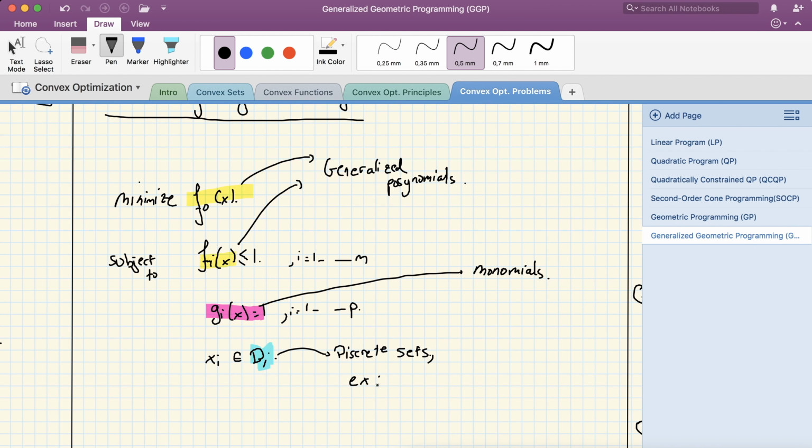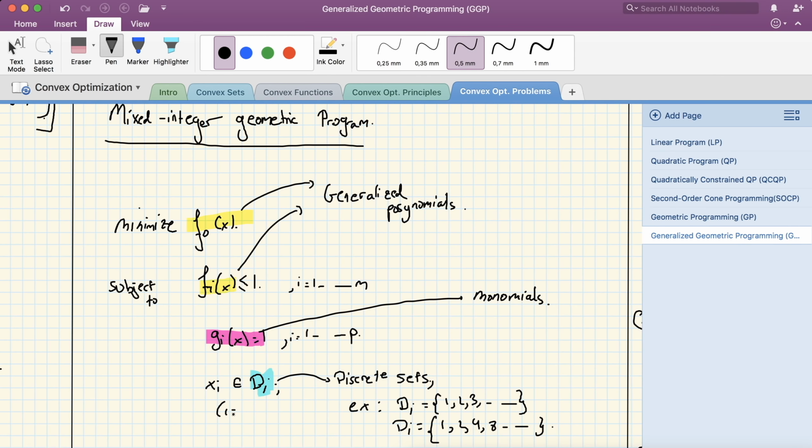Example could be Di is 1, 2, 3, etc. Could be all powers of 2, and so on. Here your I goes from 1, let's say, to k. Note that k could be 1 or could be n. Well, if k is equal to 1, only one variable is discrete, while the others could be continuous. Well, in that case, it's still a mixed integer geometric program. It suffices that only one decision variable is discrete.